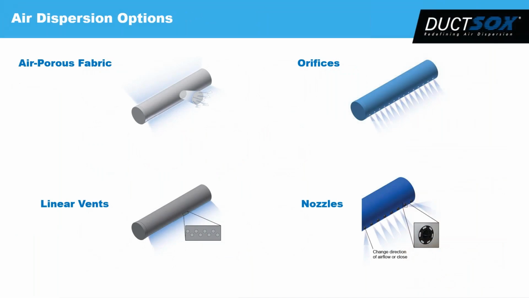And then the air dispersion options: we can do an air porous fabric completely, almost like a displacement type, a very similar style to that. We can do linear vents, orifices, or even nozzles that can have a directional style, where you can change the direction or even close them completely. But most of the time we're looking at those linear vents or those orifices, and those are engineered and laser cut per each project to make sure that we're delivering the direction and the amount we would want.